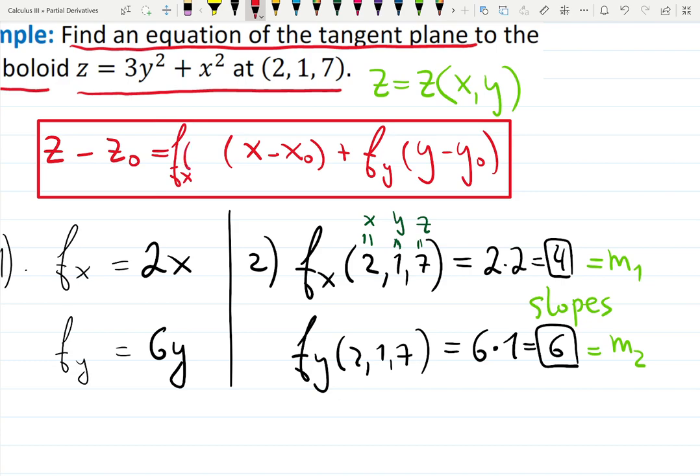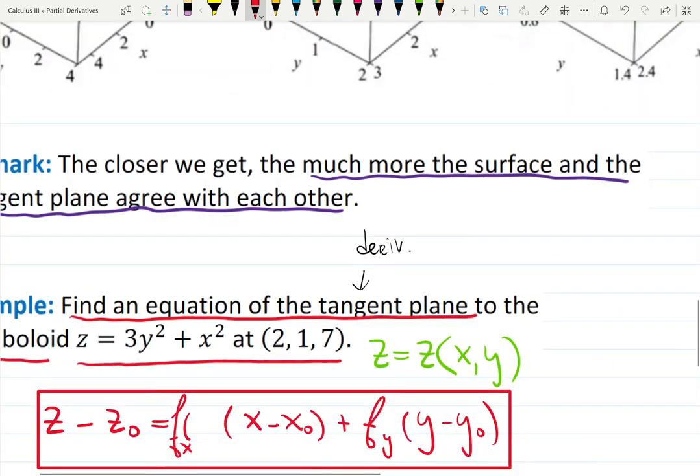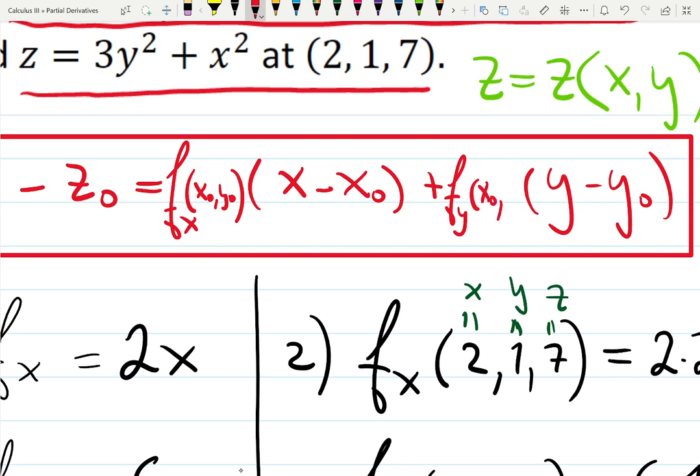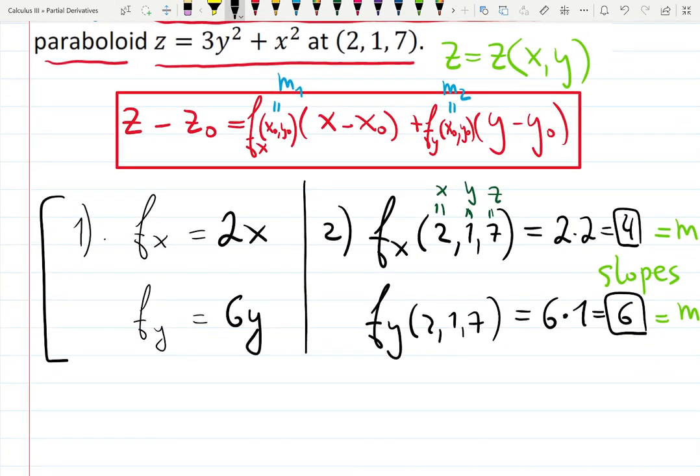F sub x at the point, just like they show it here. Let me be consistent. At the point x sub 0, y sub 0. And this one, the partial derivative at the point x sub 0, y sub 0. These are slopes, m1, m2. So it's the same formula, we're just expanding into a higher dimension.